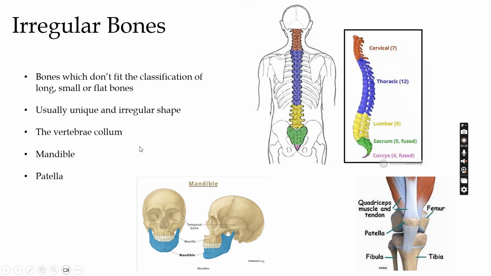The other notable irregular bones are the mandible, which is your jaw, and the patella. Now, the patella can also be called a sesamoid bone, but as long as you understand that it's not a flat, long or short bone, you're okay.